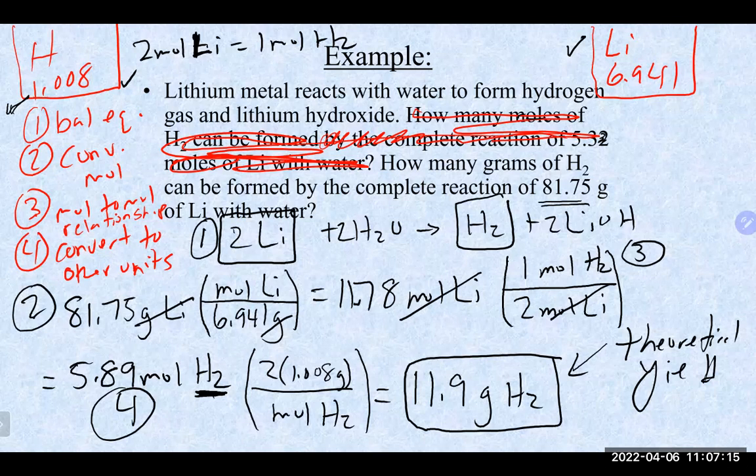Exactly. So for example, if this problem was a little bit different and it said we threw in the 81.75 grams of lithium, how many grams of water would we need? We would do the exact same calculation, except that the relationship here would be the 2-to-2 relationship. And then obviously the molar mass would be different because it would be water at the end, but it would work exactly the same way. Other questions? All right.